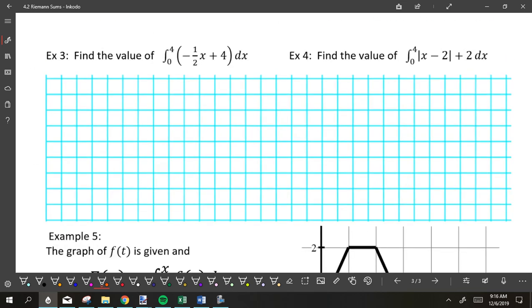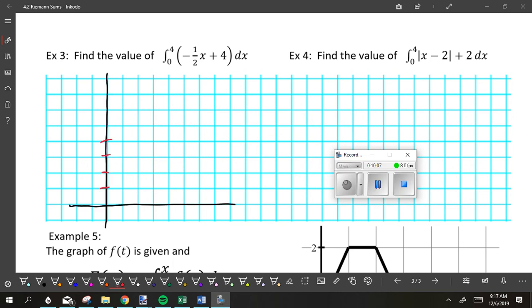On the back side, we are finding some values. Graph that one for me. Negative 1/2 x plus 4. Integrate it from 0 to 4. See what you get. Graph this thing. It is a line. It's got negative 1/2, so this is my what? That's my slope. Down 1 over 2, down 1 over 2, down 1 over 2, down 1 over 2. That goes to 8. Draw your line.